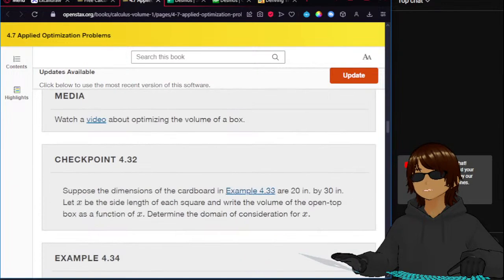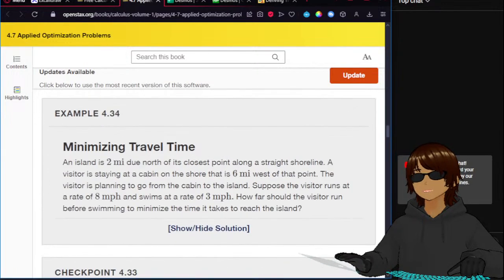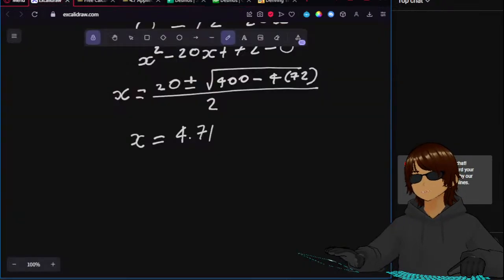Yeah, 4.7 inches. Minimizing time travel. Okay.